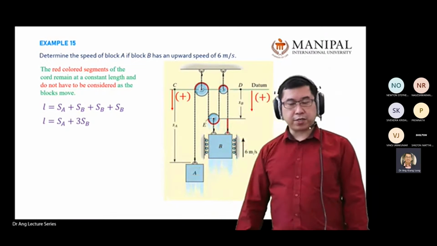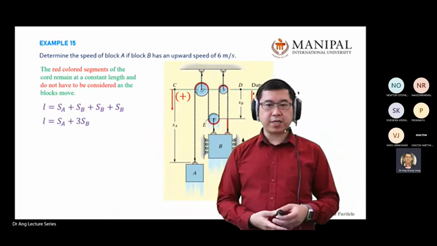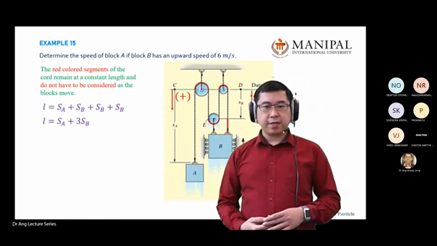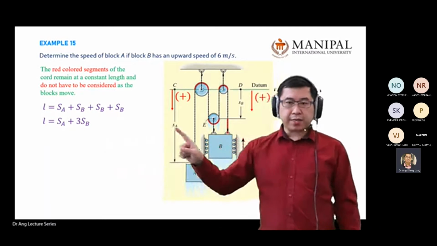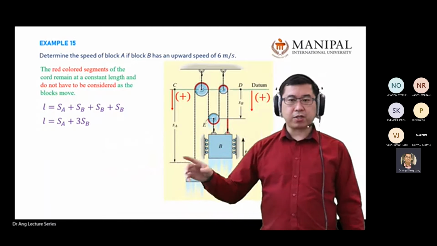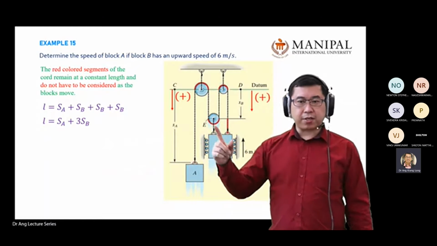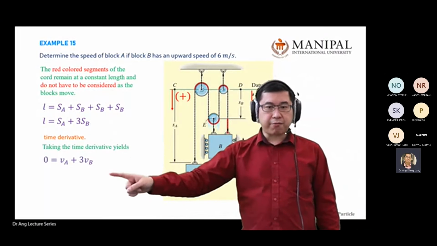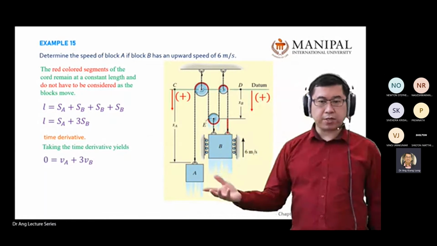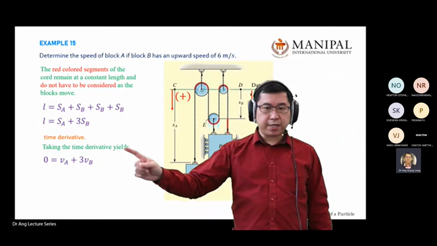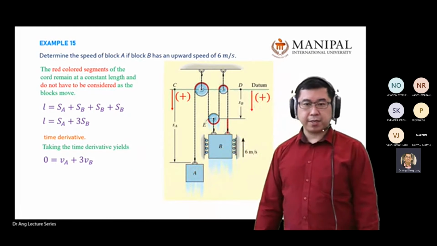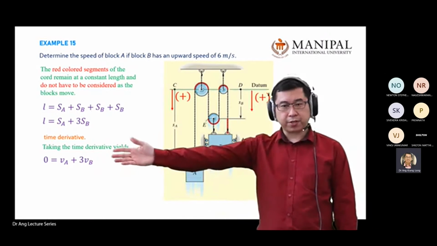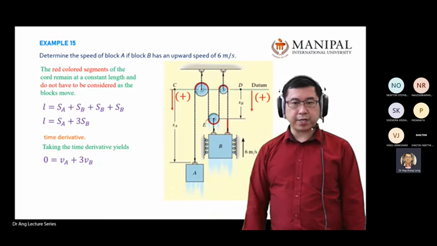Change this into velocity. How do you change position into velocity? You take the derivative over time, or divide the whole equation by time. On the left hand side, the total length of the chord doesn't change, so the left hand side equals 0. SA becomes VA, position becomes velocity, and SB becomes velocity VB. Carry the constant 3 along. You get the velocity equation.